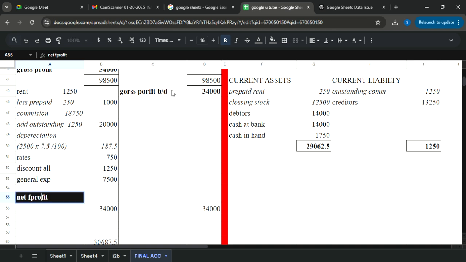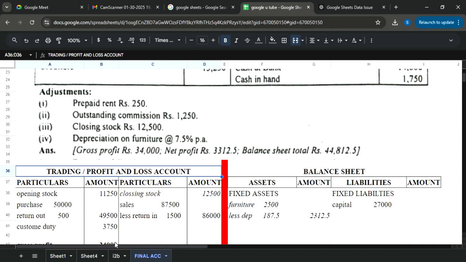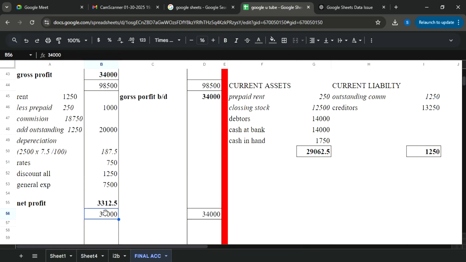And this is extra. Net profit, how would you calculate? You have the larger and smaller sum. Simply the smaller sum would be subtracted from the larger sum, and that is 30,687.5. So we have got 3,312.5, and over here you can see 3,312.5. So net profit is also calculated.